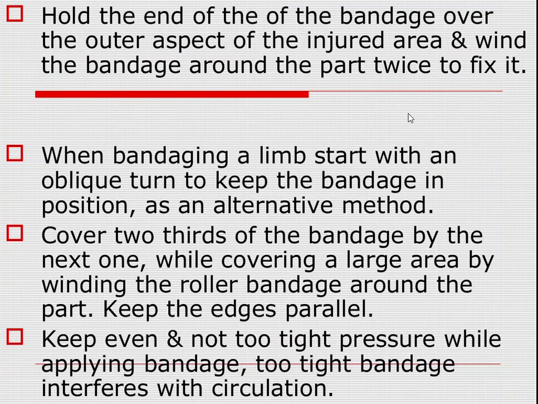I'm repeating this one. The hand should be held at the outer aspect so that we can easily fix it, and we have to make two rounds. Next, when bandaging a limb, we start at the oblique end in the form of a figure of 8. Cover two-thirds of the bandage with the next one, so each turn overlaps the others. Next, keep the edges parallel. And last, we must not apply very loose or very tight bandages, because tight bandages cause pressure and interfere with the circulation.